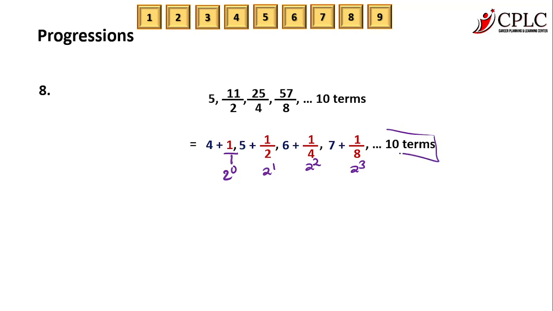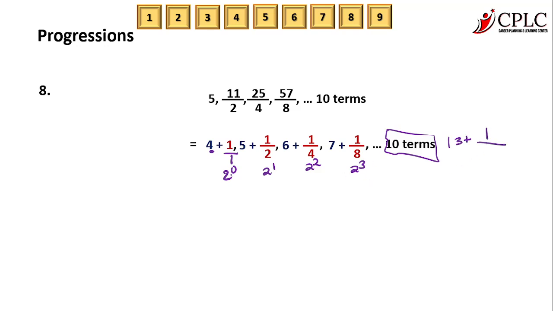Now, I want to know the 10th term. So, first of all, the integer part. The integer part will be, for the first number, it is starting with 4. The second one, it is 5. The third one is 6. So, it's consecutive numbers. So, first number is 4. And if they are back to back numbers, the 10th integer will be 13, for example. So 13 plus 1 upon 2 to the power.